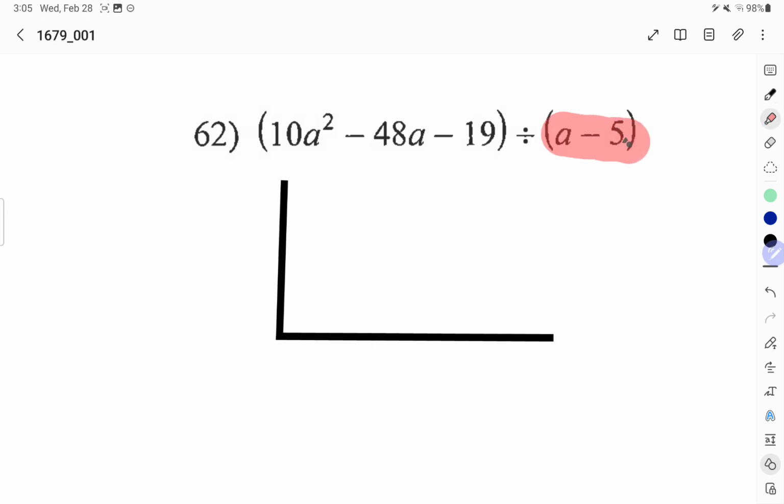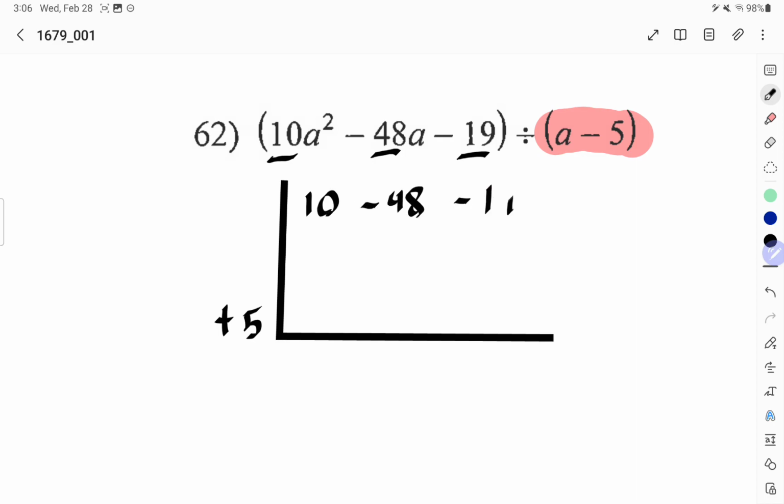We're going to be looking at this guy right here to figure out what goes on the outside. So I'm going to select positive 5, right? Because we have to do the opposite. Let me go ahead and redo this. There we go. So we're looking at this. That's a plus 5. On the top, I'm just going to put the coefficients. This one, and this one inside of my L. So it's going to be 10, minus 48, minus 19.